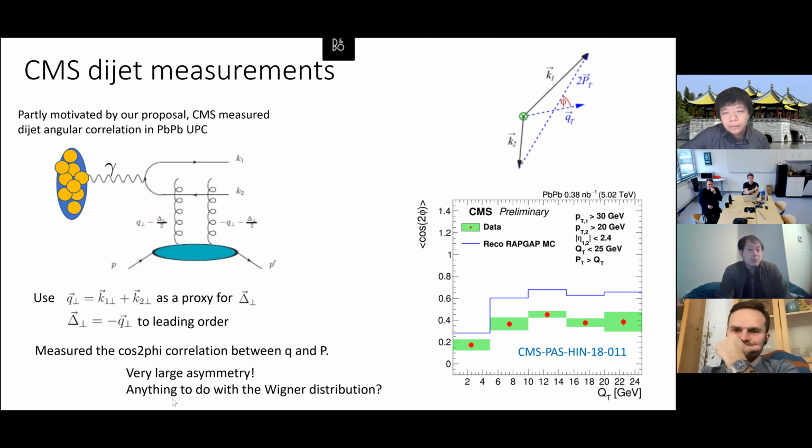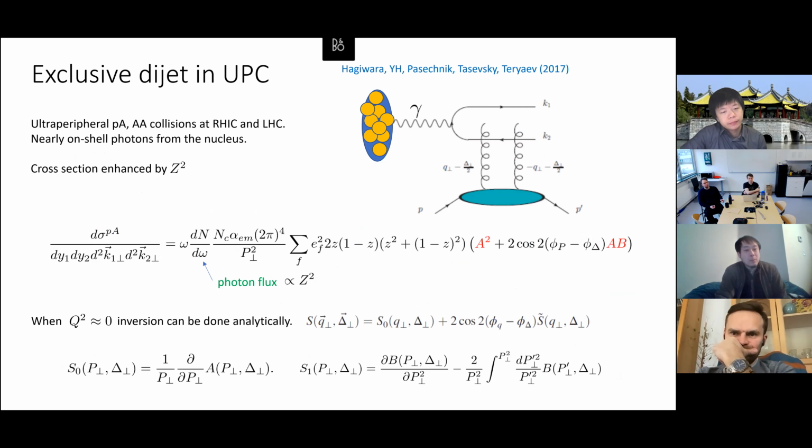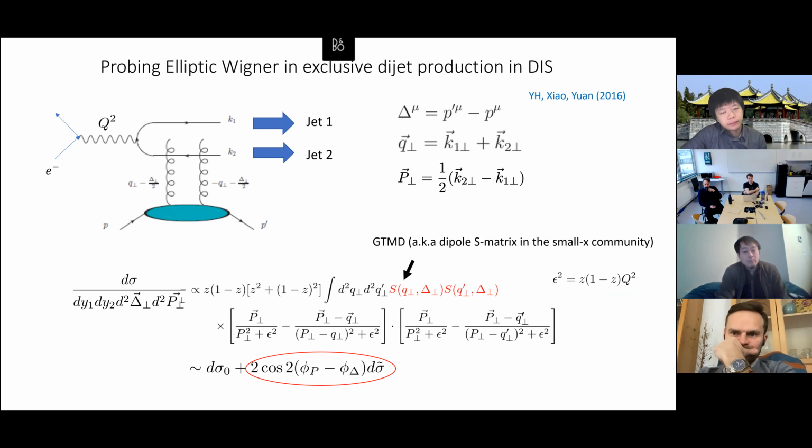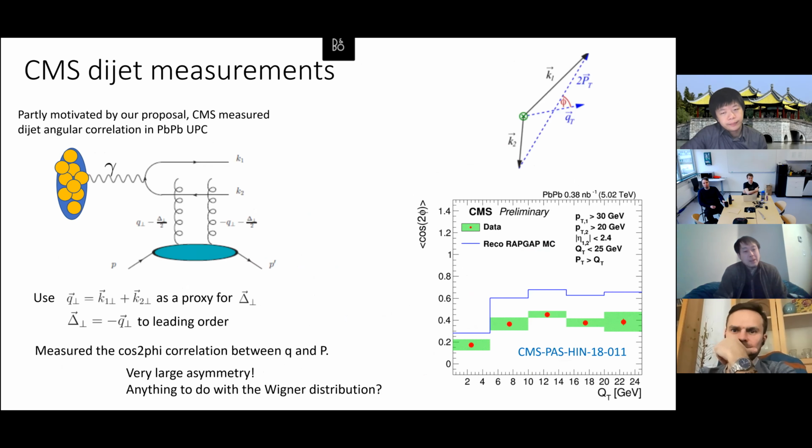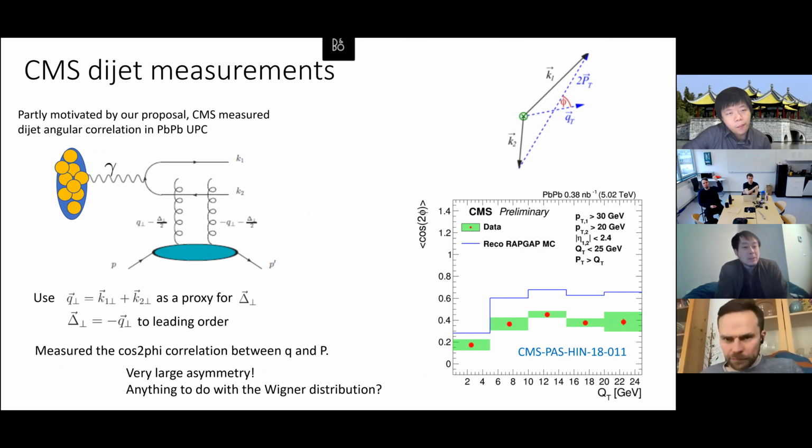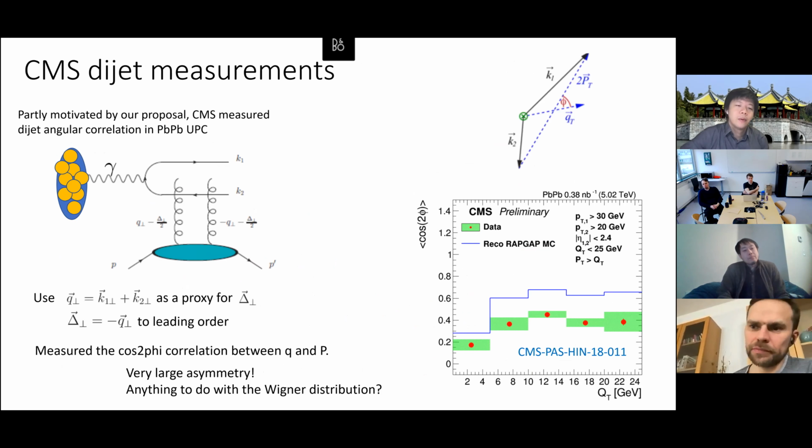So what they did is the following. The nucleus emits a real photon, and this photon eventually materializes into two jets in the forward direction. And they measure the q perp, which is the sum of k1 and k2, as a proxy of delta. Remember, the original proposal is to measure the correlation between the capital P and delta. But instead of delta, they measure q, because to leading order, delta perp is simply minus q perp. It's just the recoil momentum. So by momentum conservation, to leading order, q perp is simply minus delta perp. So they measure the correlation between q perp and capital P perp.